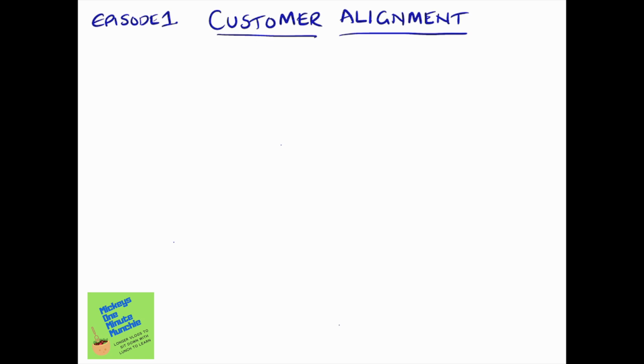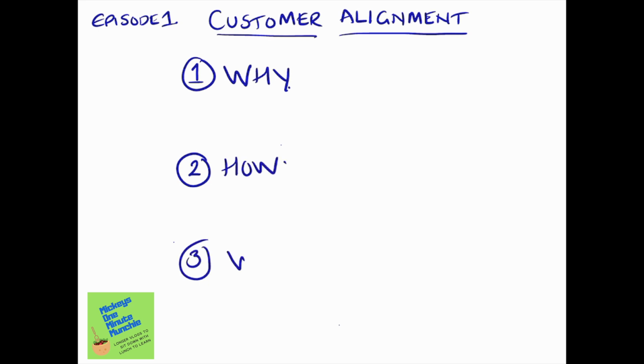So when looking at a customer, and in my recent conversations with many organizations, there are three basic tenets that I look at in terms of aligning with a customer. Number one, the why. Number two, the how. And number three, the what. In this short video, I just want to introduce you to these three components. Then in episode two, I'll start talking about each component and what it means.